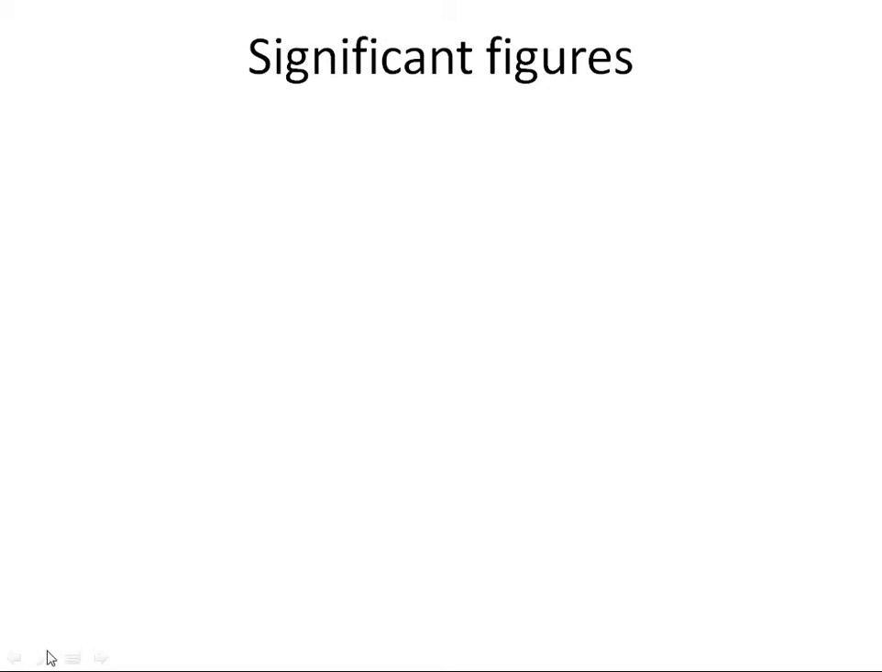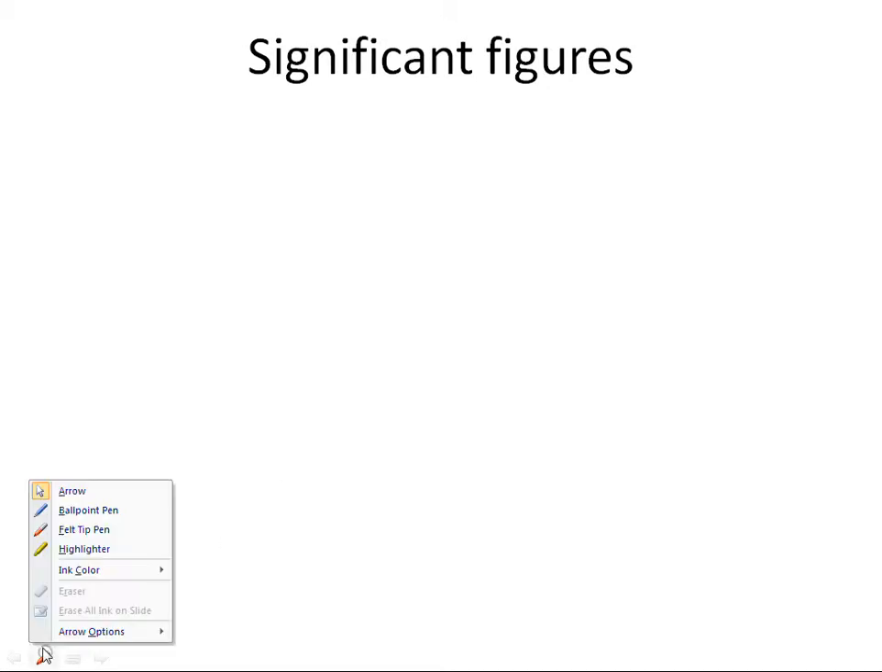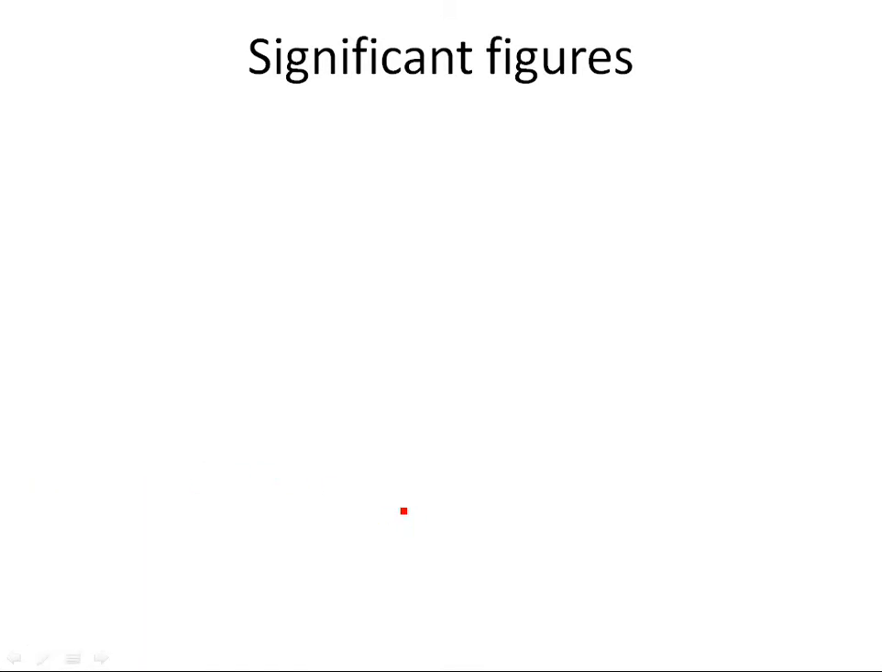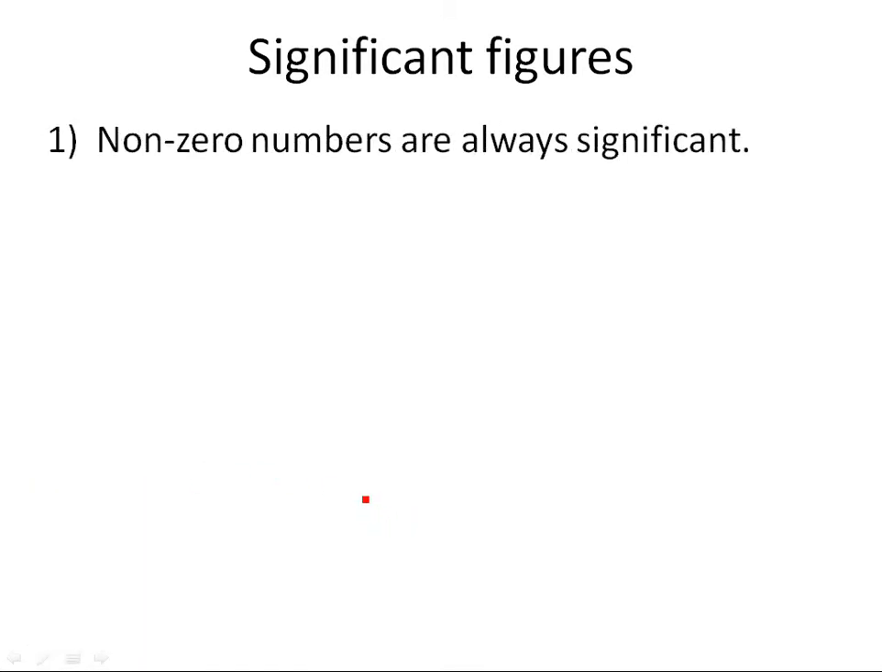Okay, so we're going to have a look at significant figures, and we're going to look at the rules. Rule number one is non-zero numbers are always significant. So here's two examples. The number 1.435, there's four non-zero numbers, so that means there are four significant figures in that number. The second one is 267. There are three non-zero numbers. They are all significant, so it's three significant figures.